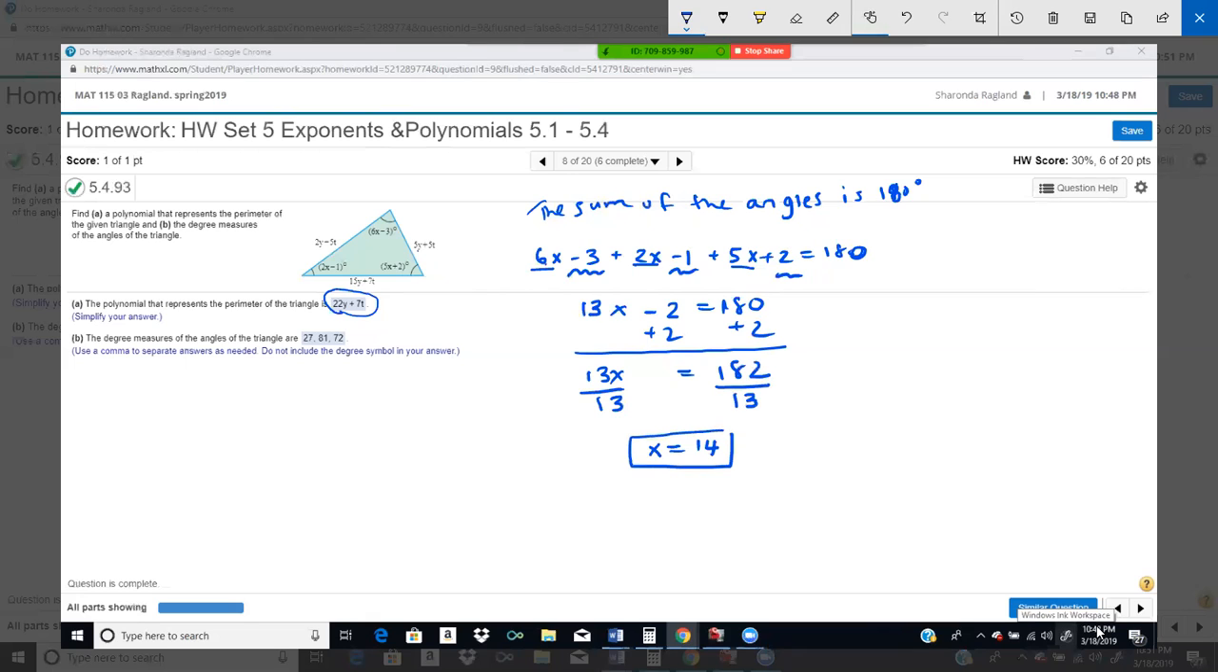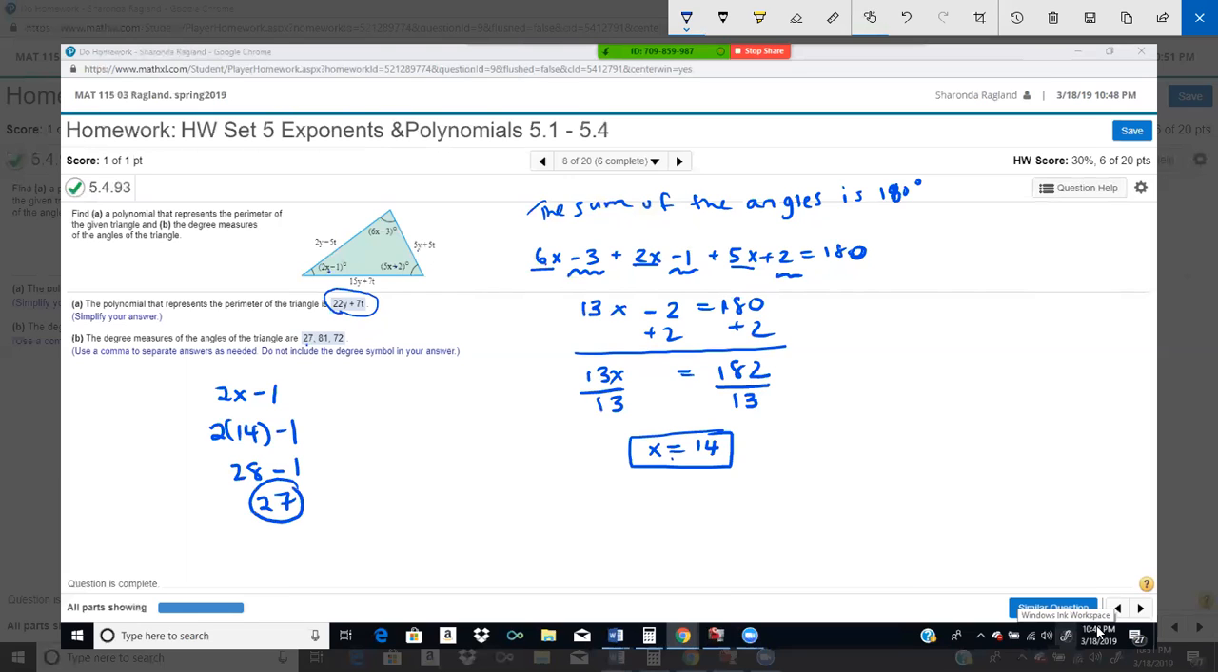All right, so once we have x is equal to 14, you can find the angle measures because we now know what x is. So for example, when you have 2x minus 1, we can evaluate this expression because we know that x is 14. So we replace the x with 14, okay? And so 2 times 14, that's 28, minus 1 is 27. So that's how we get to 27, okay?